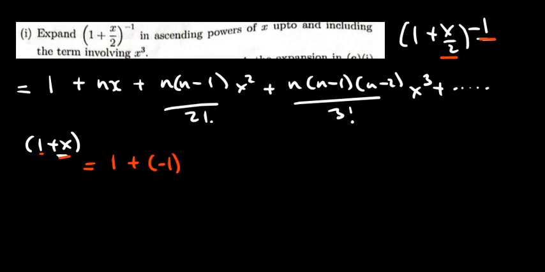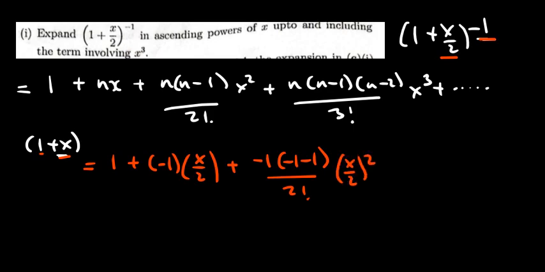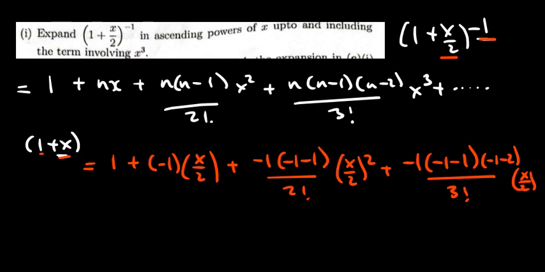I have negative 1 multiplied by x over 2, plus then I'll have n, negative 1, then negative 1 minus 1 over 2 factorial, then my x squared, so that's going to be x over 2 squared, plus negative 1, then negative 1 minus 1, then negative 1 minus 2 divided by 3 factorial, then x cubed, which is x over 2 cubed, plus, so it continues that way.